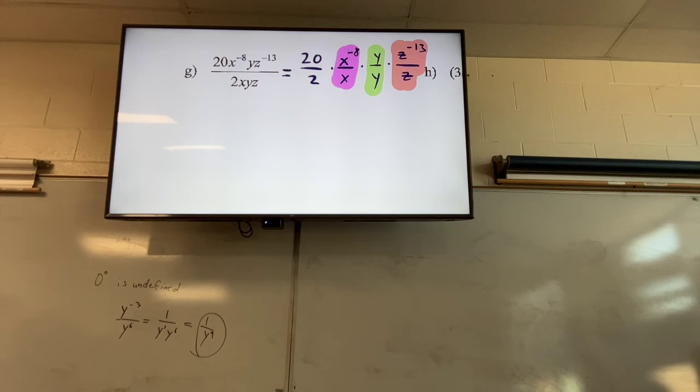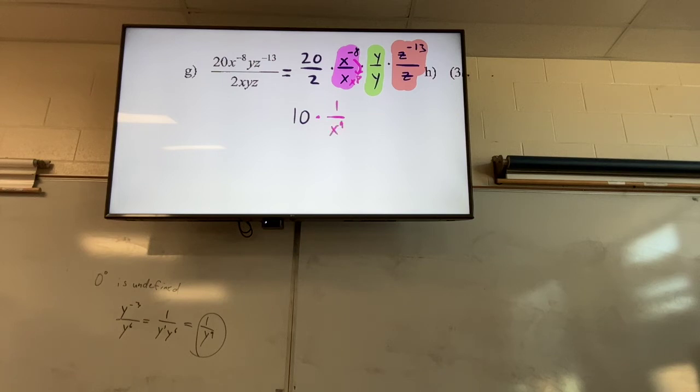Right, so 20 over 2 is just 10, right? What does my pink part become? What do I got to do? So I got to take that x to the negative 8 here, move it to the bottom, make it x to the positive 8. So that becomes 1 over x times x to the 8, so x to the 9.